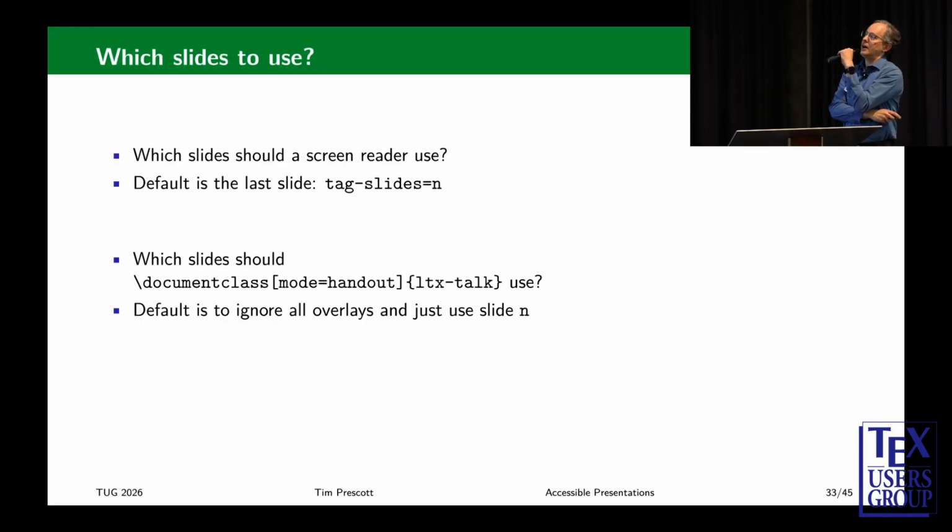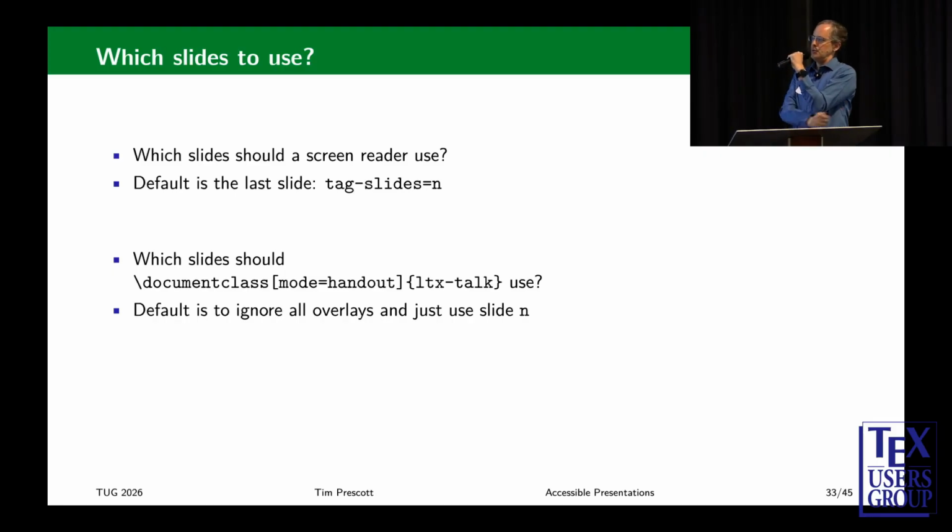Another example, which slides do I want to use? If I were using a screen reader, I would think it somewhat annoying to have 4 slides, one after another, where only one extra item is added. So because of that, by default, the screen reader actually ignores the first 3 slides and just jumps to the last one and reads everything there. So if you have several slides, it's going to just assume that that last one has everything uncovered, and that's the one that should actually be presented to the screen reader.